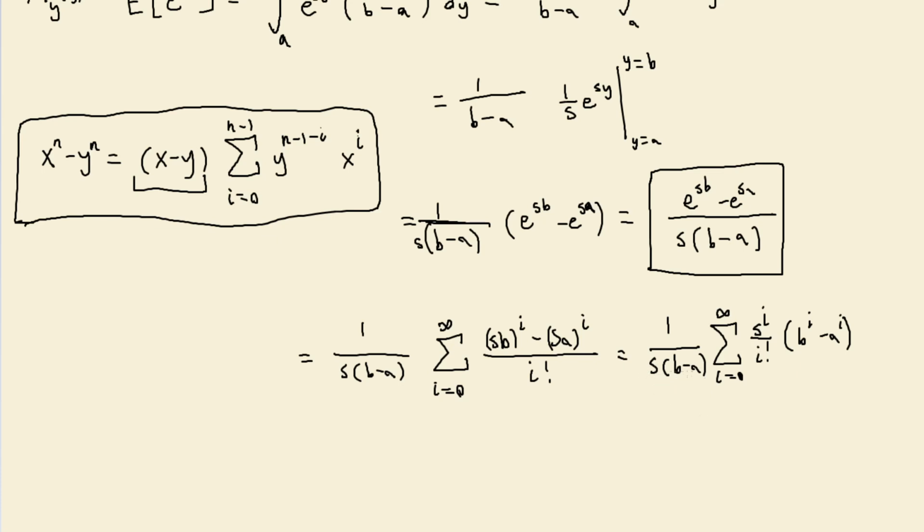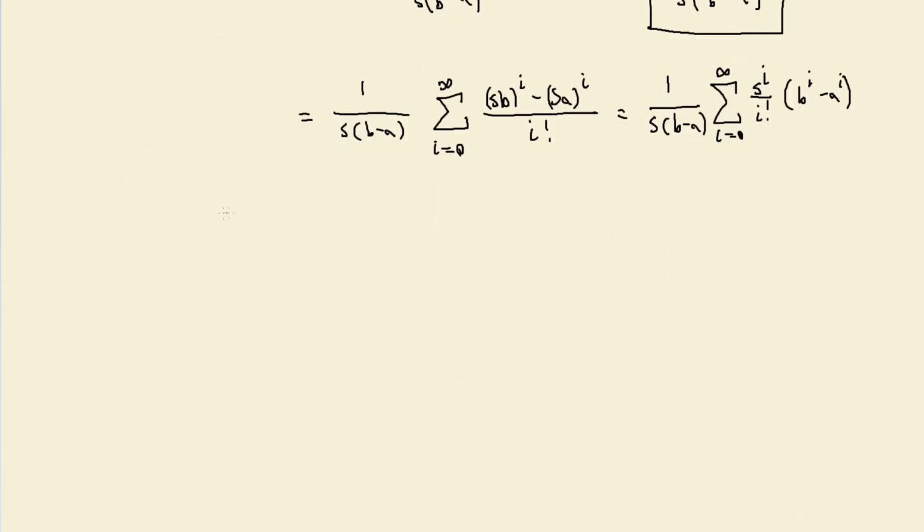And so I could get rid of that coefficient out front. And I could say that the moment generating function for our uniform distribution is going to be equal to the infinite sum from i equal to 0 of s to the i minus 1 over i factorial. And then for this b to the i minus a to the i, I'm going to pull out a factor of b minus a, and so this is also going to turn into a sum from k equal to 0.